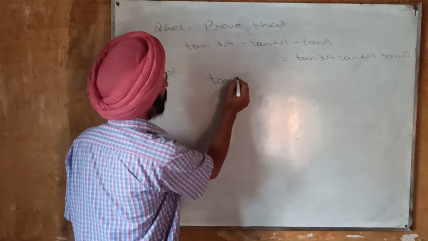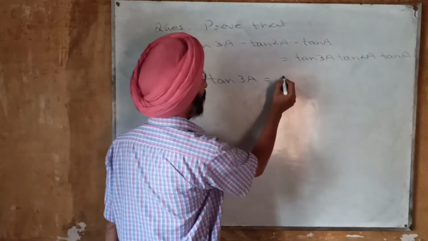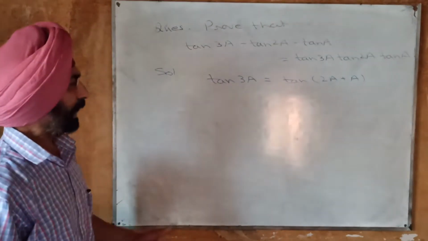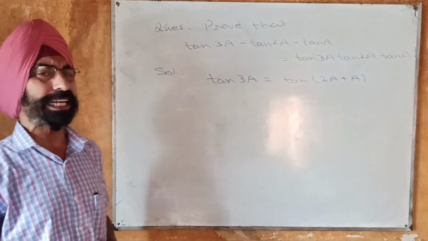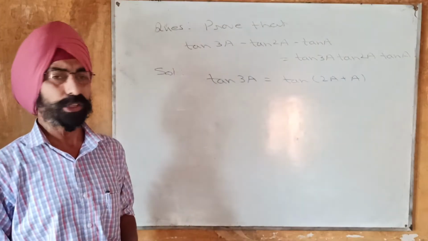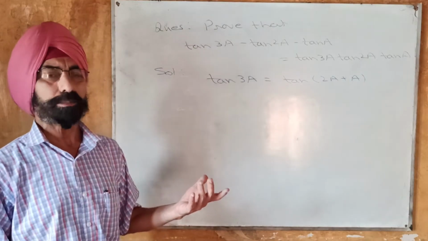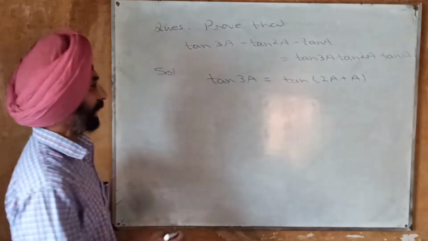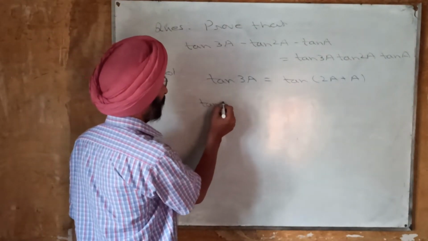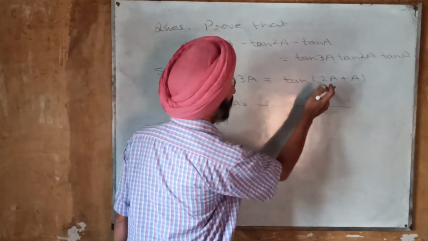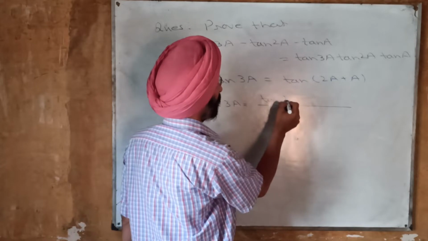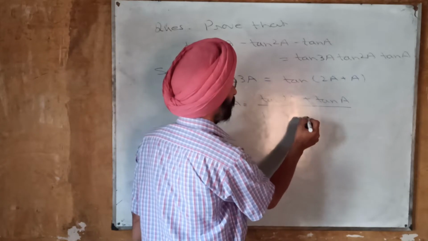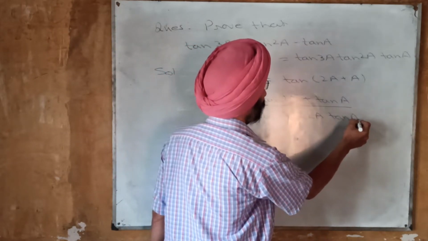So tan 3A, you can write this 3A as 2A plus A. It's very simple. And now on the right hand side apply the formula for tan of x plus y. You know that tan of x plus y is tan x plus tan y divided by 1 minus tan x tan y, and that is what I am going to apply. This tan 3A will remain as it is, and on the right hand side I am applying the formula, so it is tan 2A plus tan A upon 1 minus tan 2A tan A.